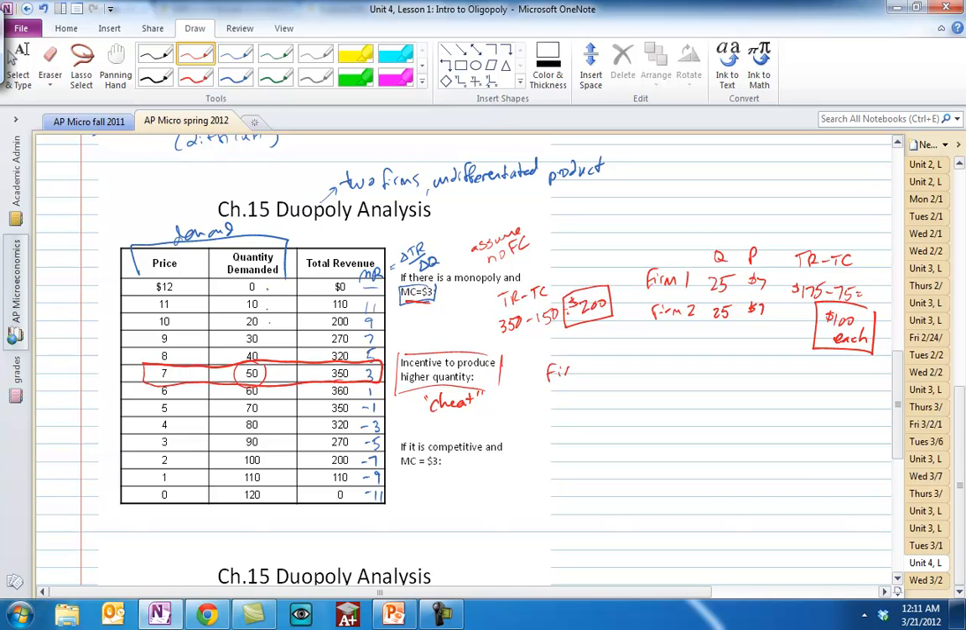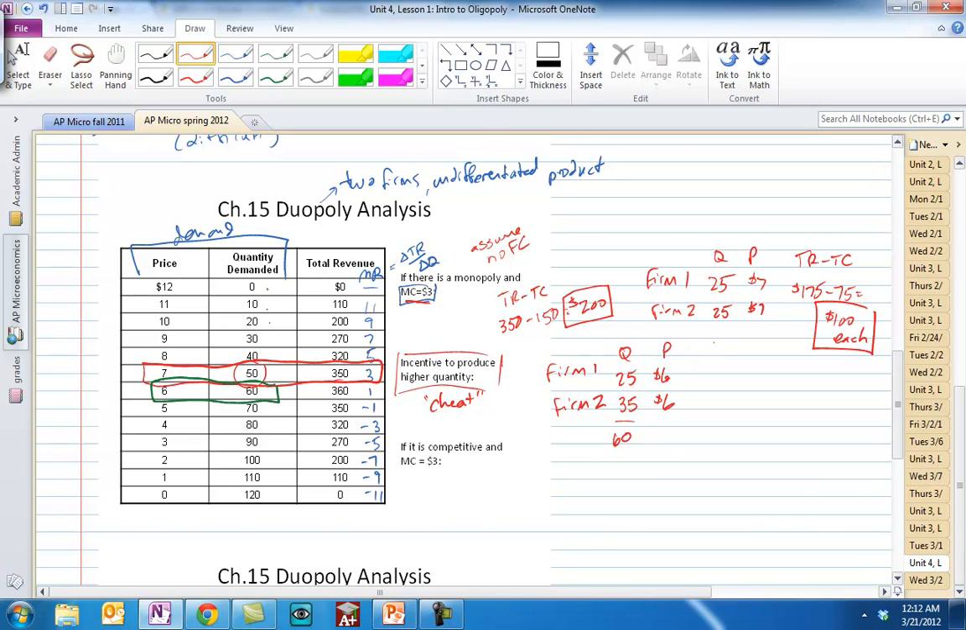Say that firm 1 is the honest firm to the agreement. They continue to produce 25. And firm 2, they cheat. They decide to produce 10 more, to produce 35. That means that now our new total quantity is no longer 50, it's 60. And that means to sell 60 in the market, we're going to assume that they're going to have to drive the price down to $6. So the price now that they both have to charge to sell all of their goods is $6. They can't price discriminate here, we're assuming.